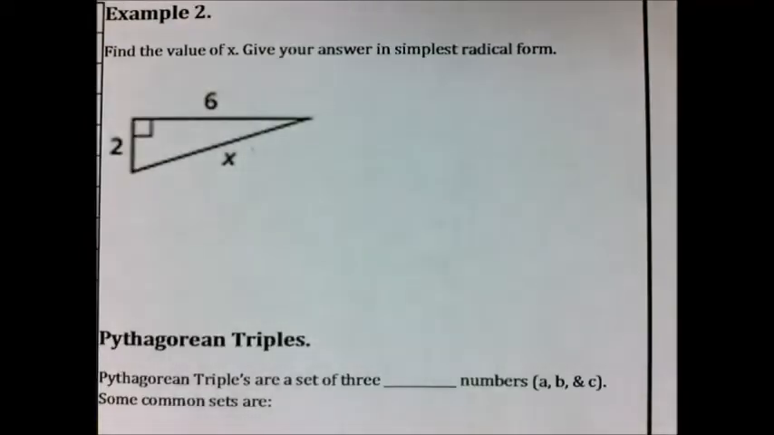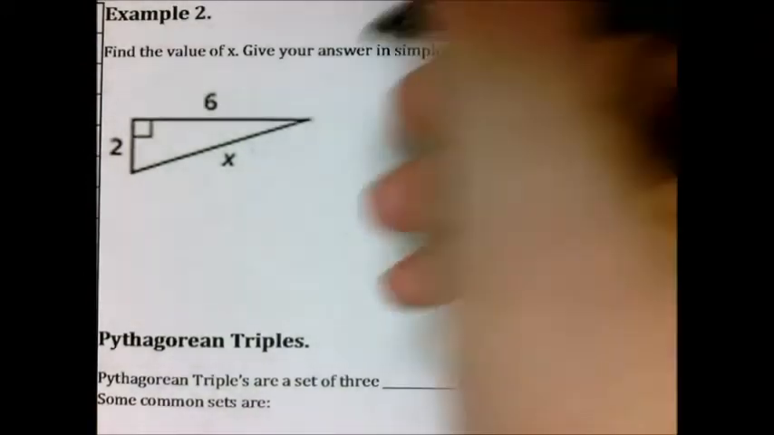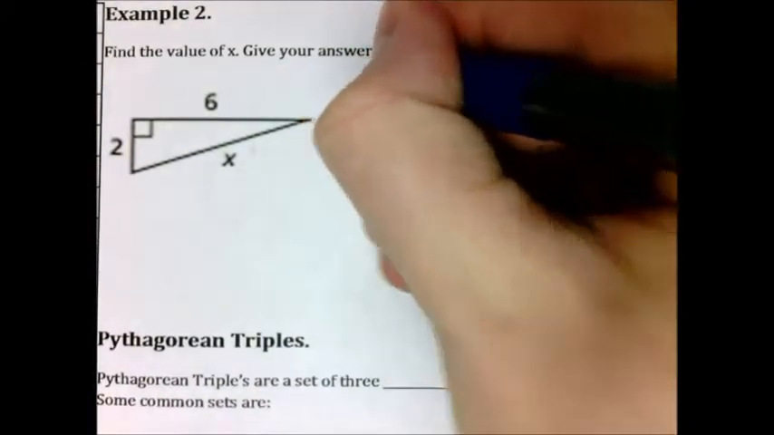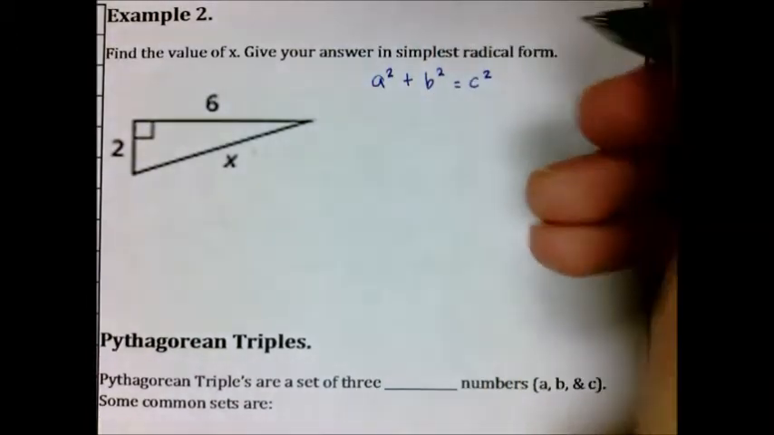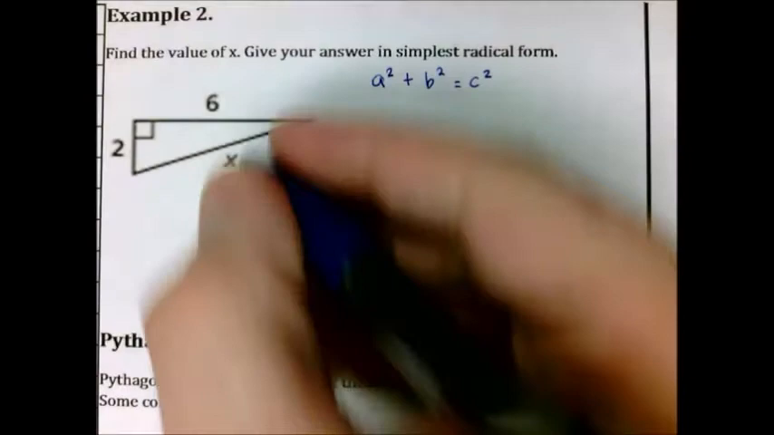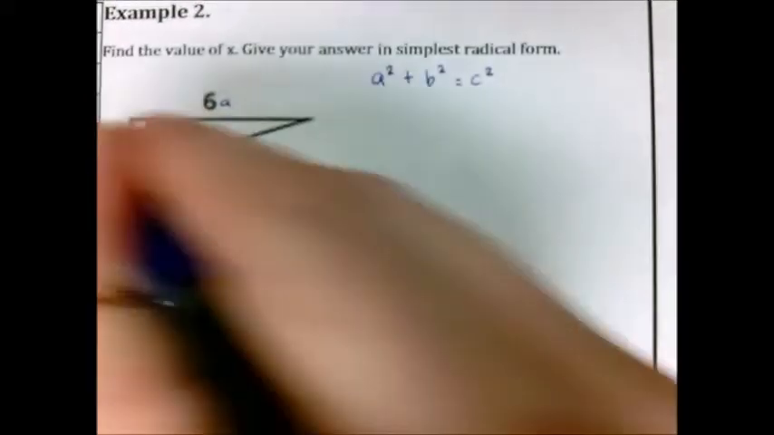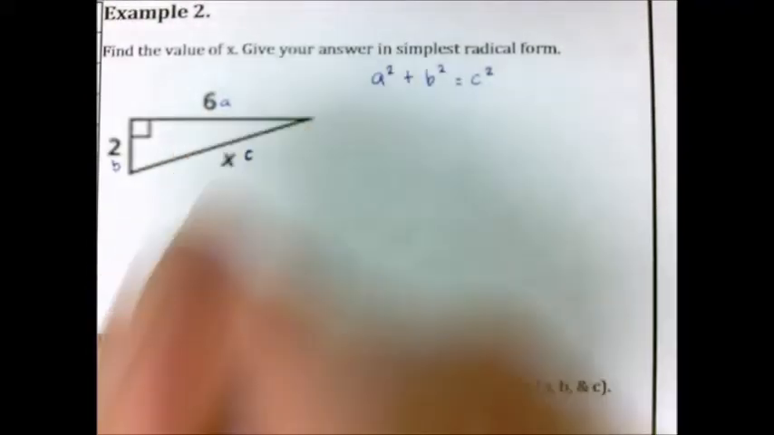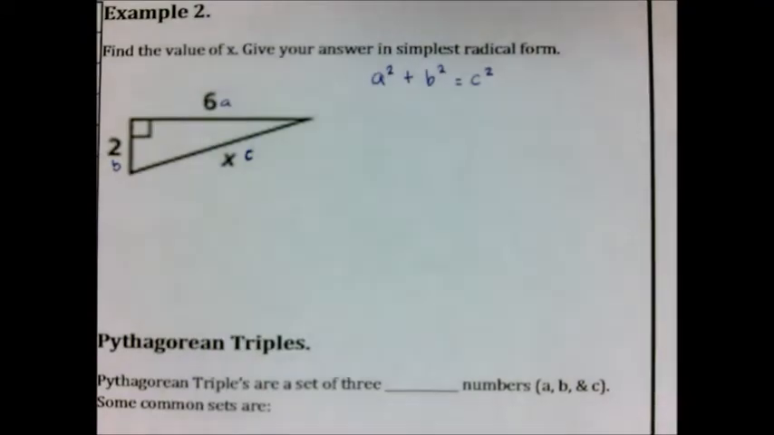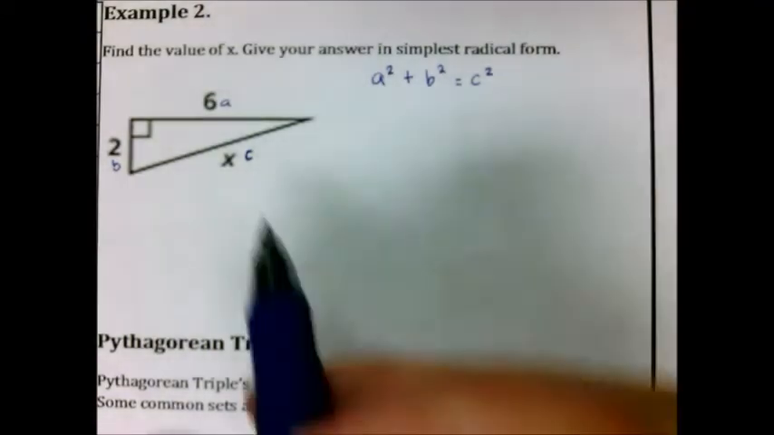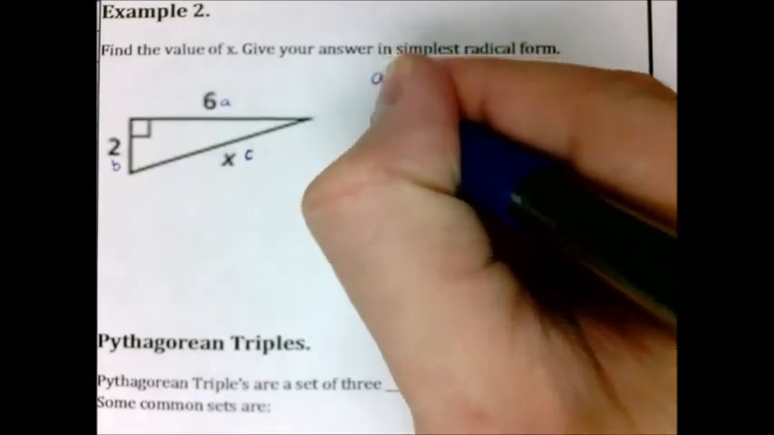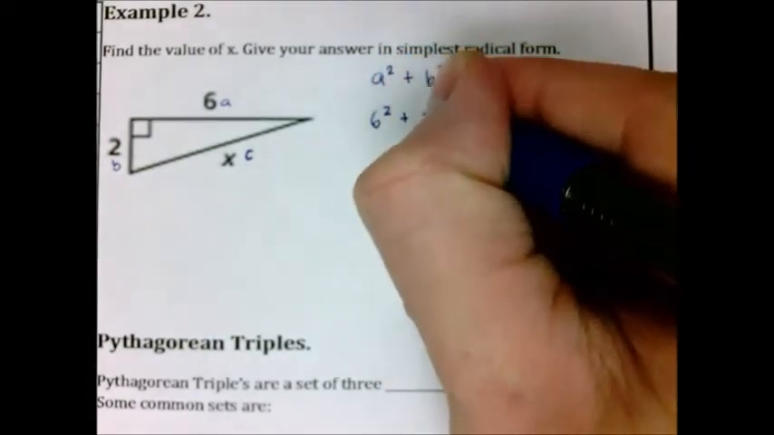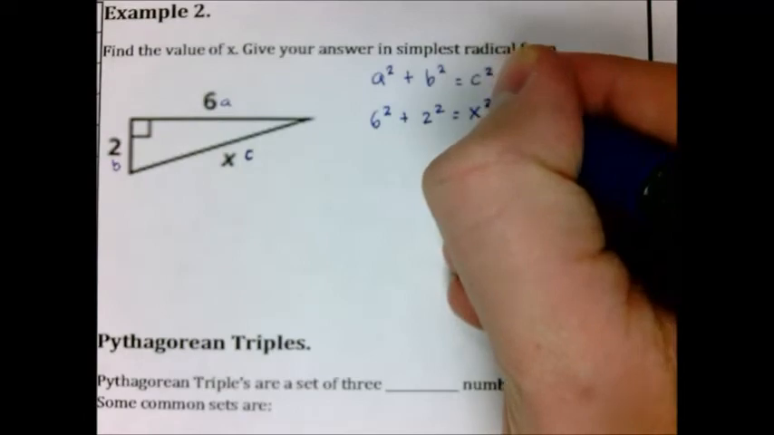Example 2 says to again find the value of x and give your answer in simplest radical form. Let's do the same thing here. We've got a squared plus b squared equals c squared. We know the legs are a and b, and the length opposite the right angle is our hypotenuse, c. Let's plug those in. We've got 6 squared plus 2 squared is going to equal x squared.